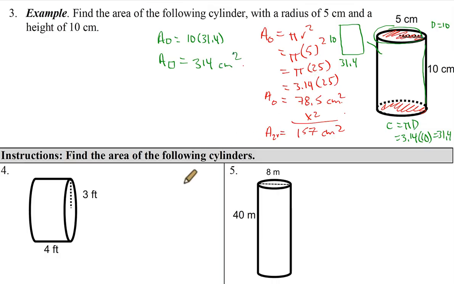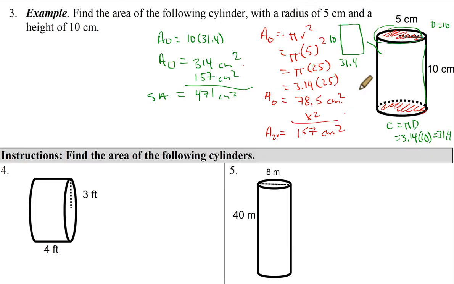So the area of our cylinder would be, if we take that rectangle that was created and add to it the area of these two circles, we figure the area of the two circles is 157 square centimeters. We can add those together. We get 471 square centimeters. That is the surface area of our cylinder.